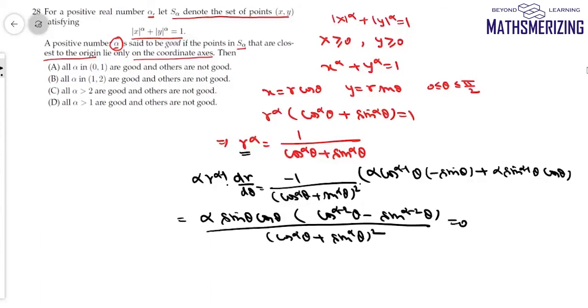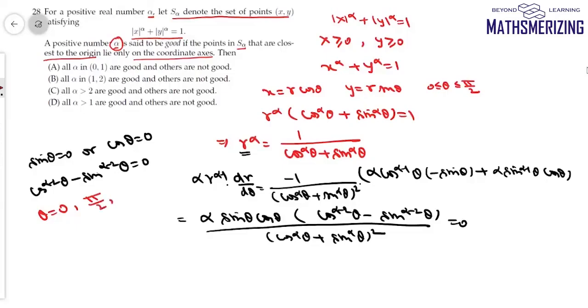So if I put it equal to 0, the critical points that I'll get are either sin theta is 0 or cos theta is 0 or cos alpha minus 2 theta minus sin alpha minus 2 theta is equal to 0. So from here I'll get the value of theta as either 0 or pi by 2 or pi by 4.